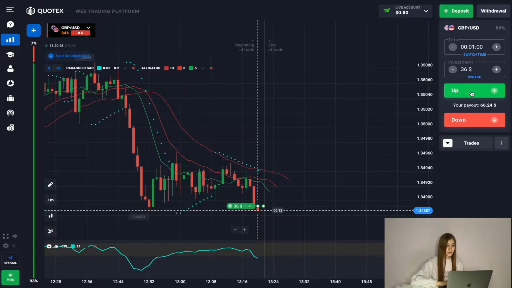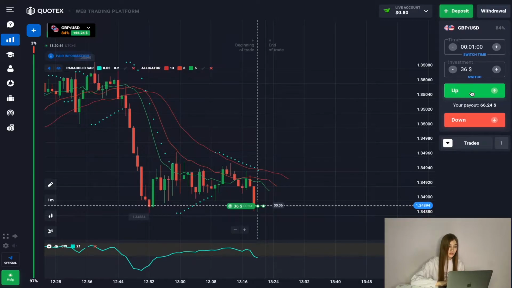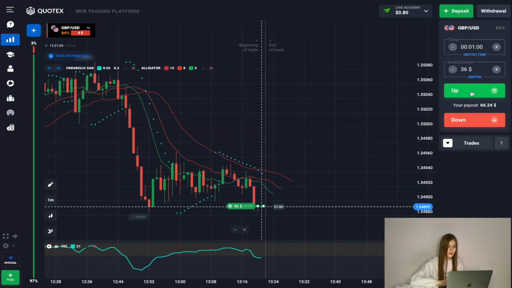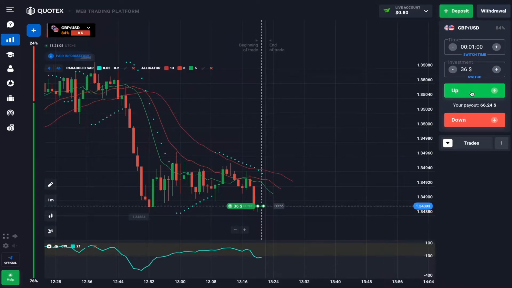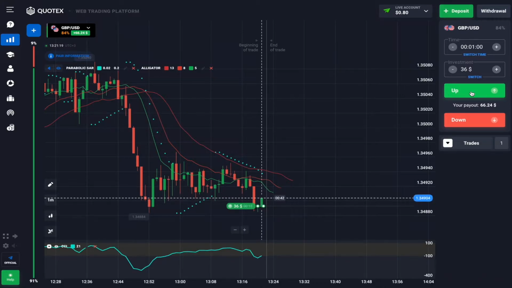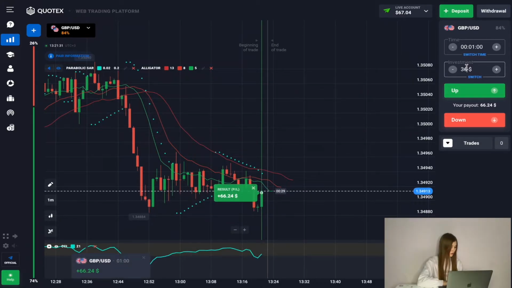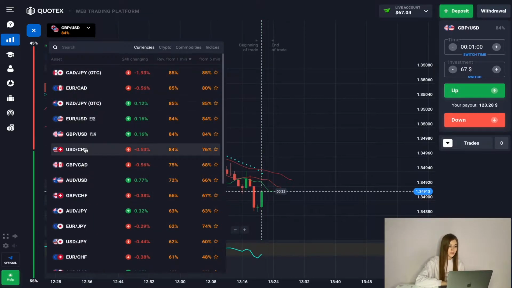The trend, as we can see, is already in downward movement. We expect a push in the price, and now we can successfully close our deal for an increase in the price. We successfully close the deal and continue trading.